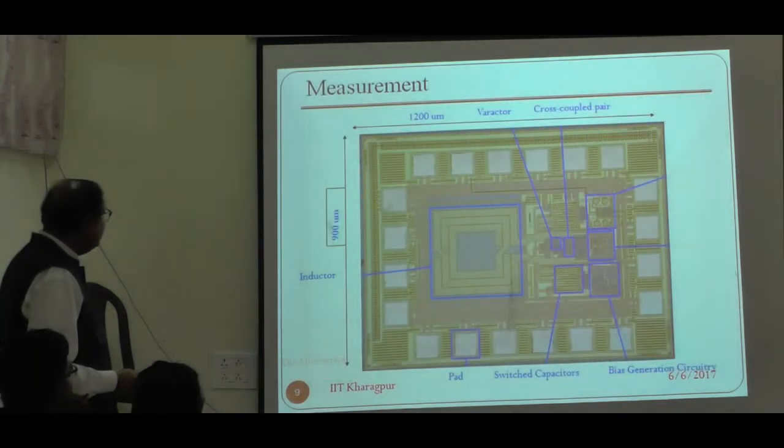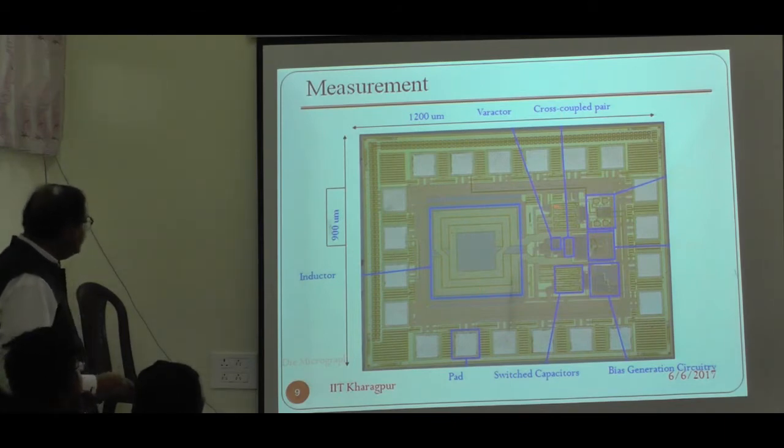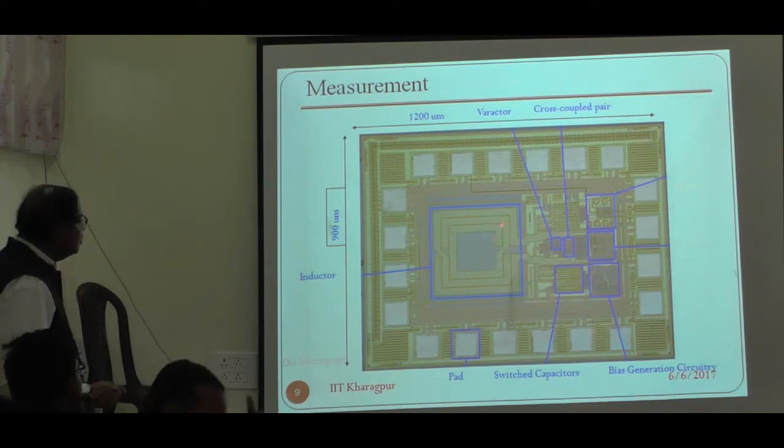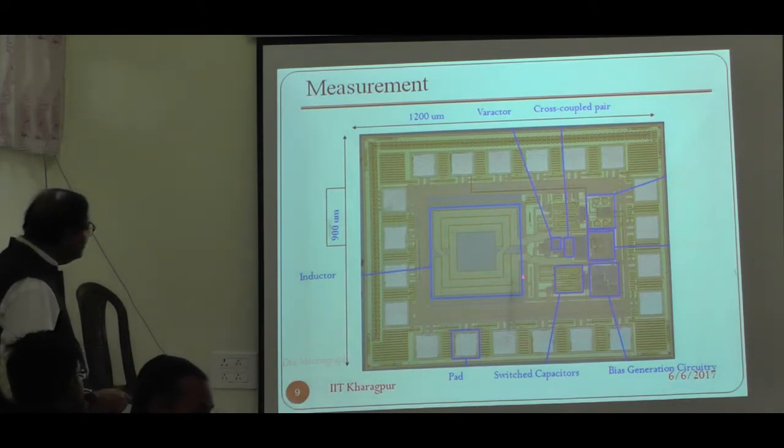Next one is, if you look at the VCO, how will you make the whole design? If you look at an LC VCO, the biggest component is the inductor, right? Normally your turns should not be more than 3 and a half. Normally 2 and a half or 3 and a half turns are good enough. You are using the 6th metal layer, the top metal layer, for making the inductor. And then this is the cross-coupled pair and the varactor.